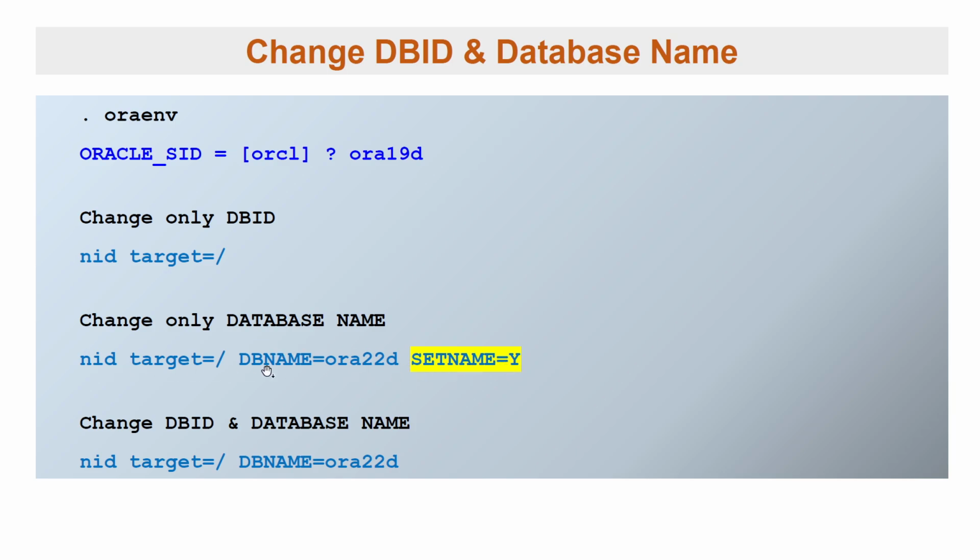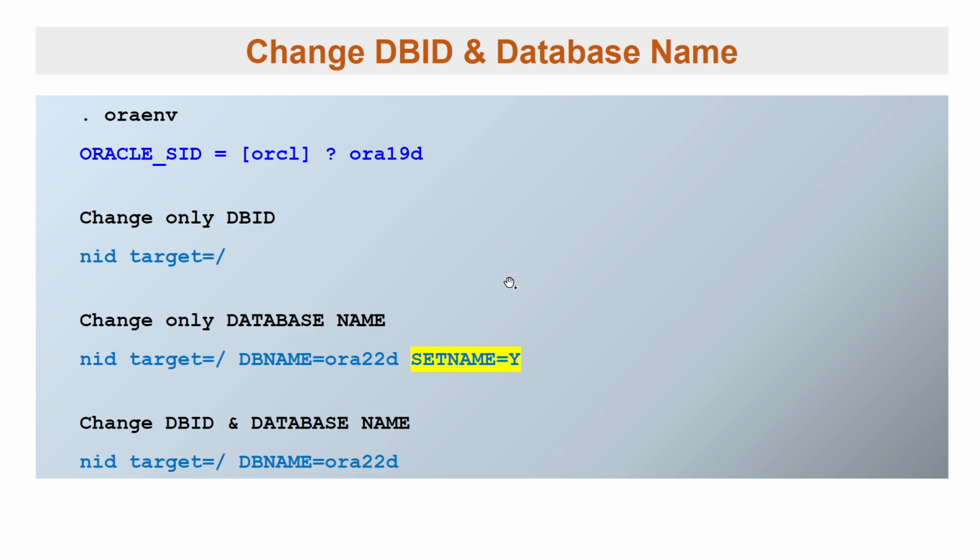And if you use exactly same command, but if you exclude SETNAME=Y, then it will change the DBID and database name. So if you see this particular command and this particular command, it is exactly similar, except that we have excluded this clause. And if you don't use this particular clause, Oracle will think that you are interested in changing the DBID and database name. So using the NID utility, you can either change the DBID, you can change only the database name, or you can change both DBID and database name. So let's see how to do all of this.